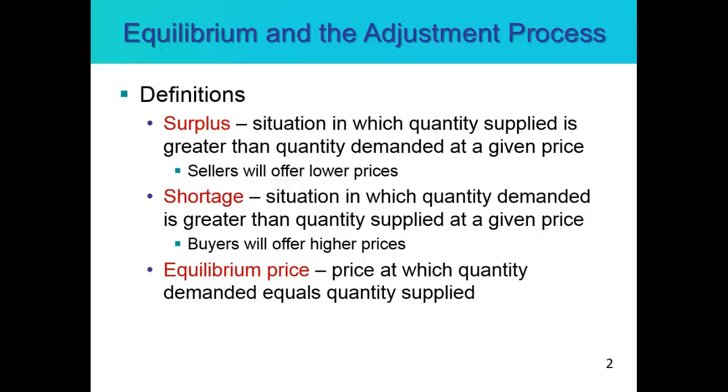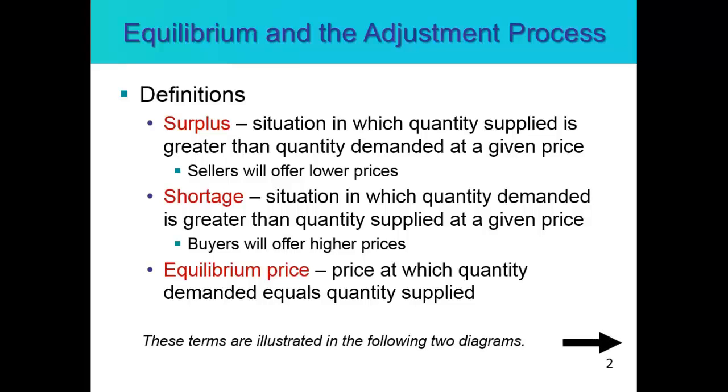Finally, an equilibrium price. This is the price at which the quantity demanded equals the quantity supplied. This suggests that everybody who wants to buy a product at a particular price is able to get it. There's no shortage, there's no surplus. An equilibrium is a situation where there is no incentive for the price or the quantity to change. So to get a better idea of how these terms are used, let's look at a couple examples.